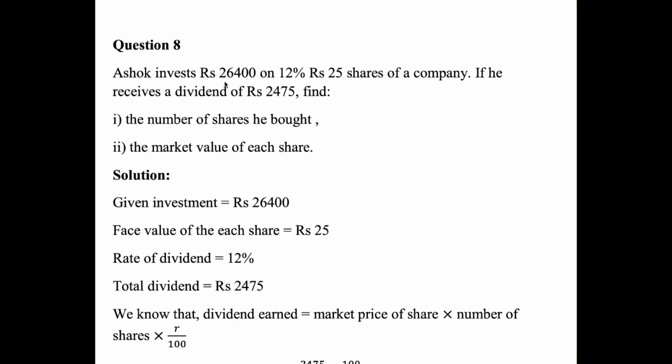Ashok invests rupees 26,400 on 12% rupees 25 shares of a company. If he receives a dividend of rupees 2,475, find the number of shares he bought and the market value of each share. So what is the given information? Given investment 26,400, face value rupees 25, rate of dividend 12%, total dividend 2,475.